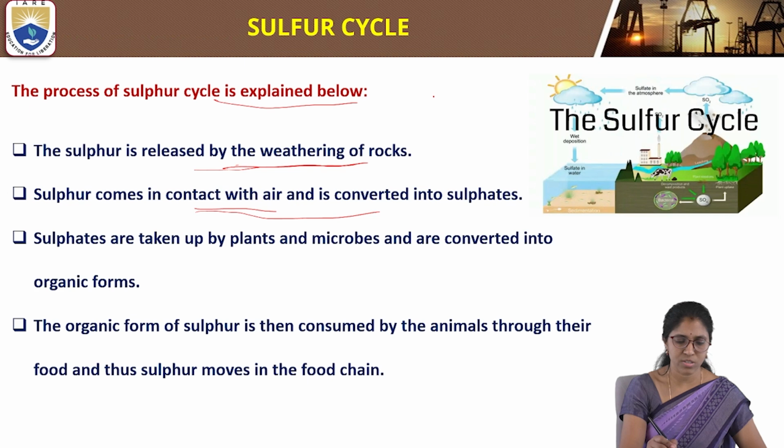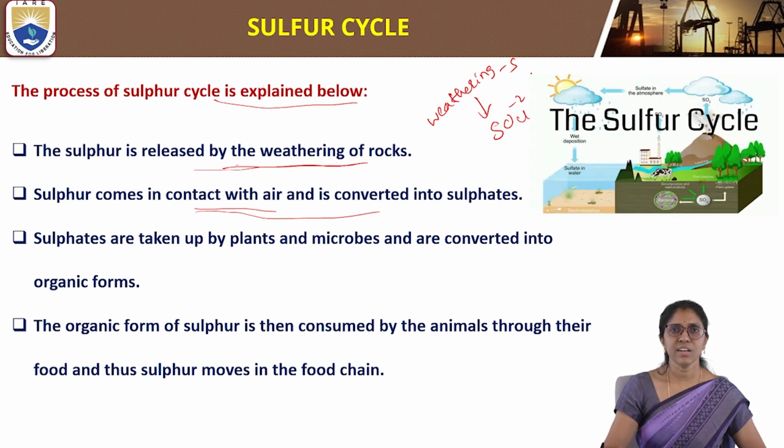So here the first process is sulfur released by the weathering of rocks, in the form of sulfur. When this sulfur comes in contact with the air, it is converted into sulfate. So sulfates are taken up by the plants. The sulfates, various forms of the sulfate.